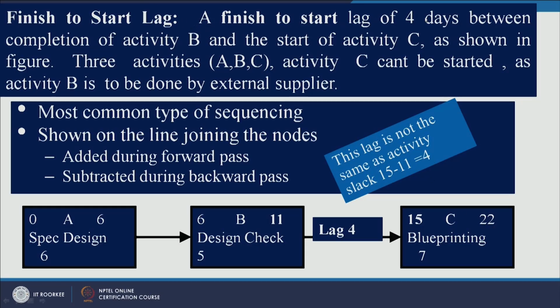So, a finish to start lag of 4 days between completion of activity B and the start of activity C is shown in the figure. There are 3 activities A, B, C. C can't be started as activity B is to be done by an external supplier. So, keep this point in mind.